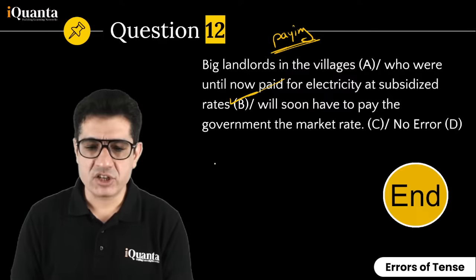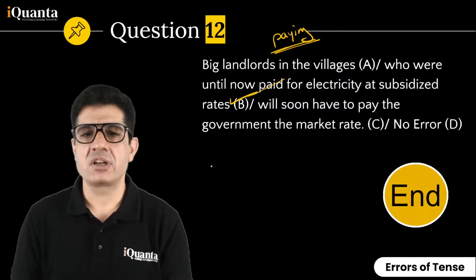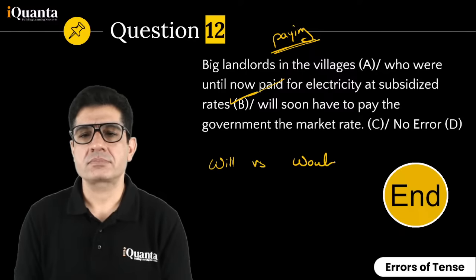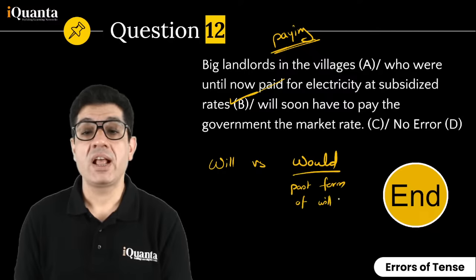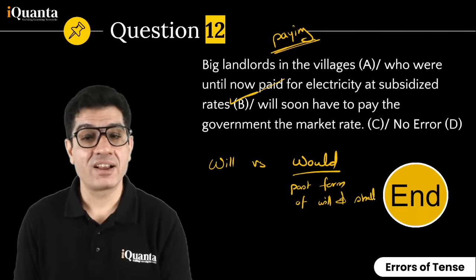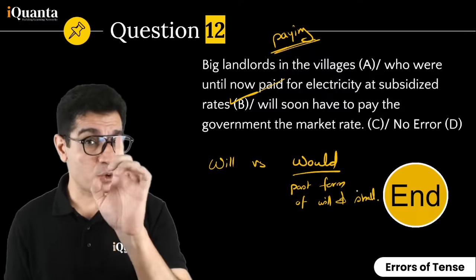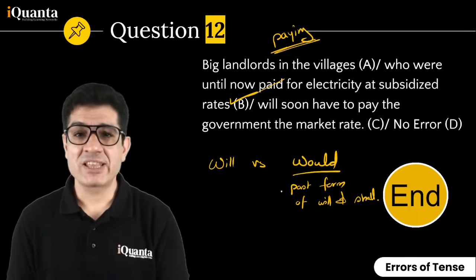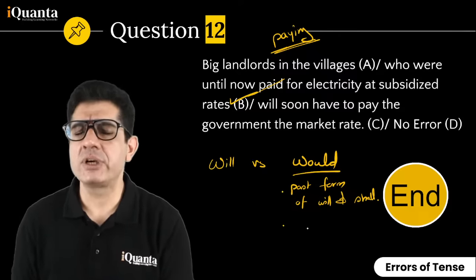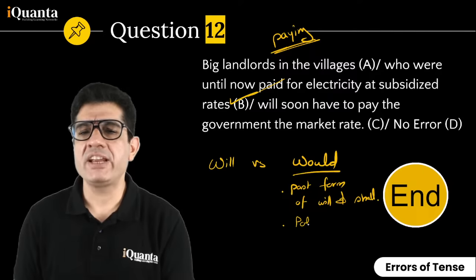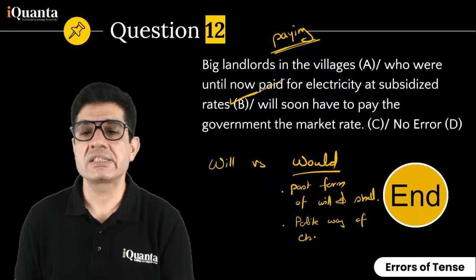Okay, just to carry what Anindita asked a little while ago, will versus would. Okay, so first up, would is the past form of will and shall. The past form of shall is also would and not should. Okay, so that's one use. The second use of would is it's a polite way of offering choices.